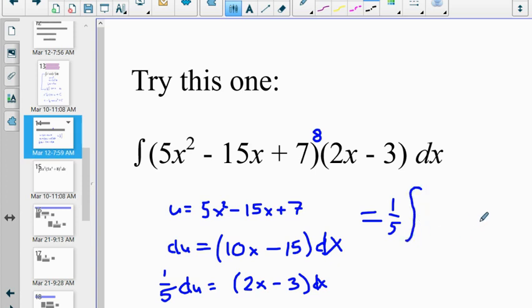I'm going to put the 1/5 outside the integral. That's kind of what I do when I have these problems. So that takes care of the 2x minus 3 dx. Replace that with 1/5 du, 1/5 on the outside, du at the end. And then I just have u to the 8th power. That's not too bad.